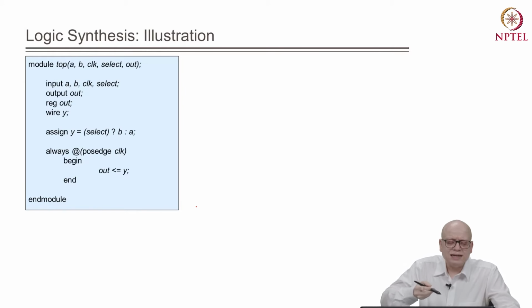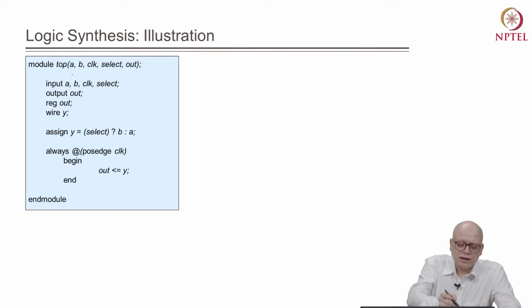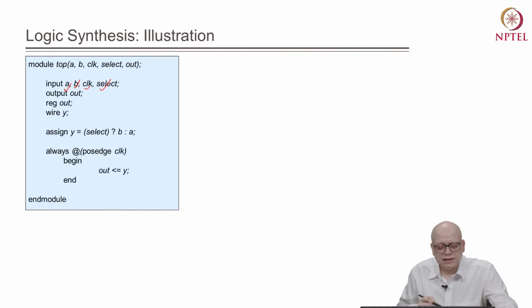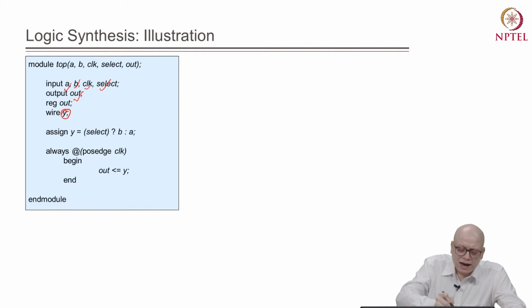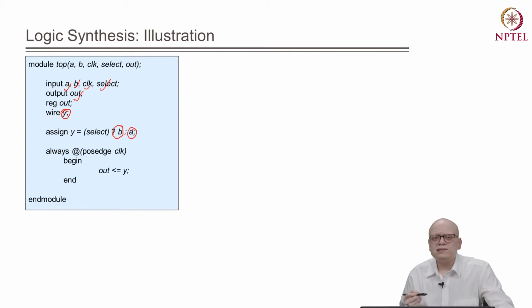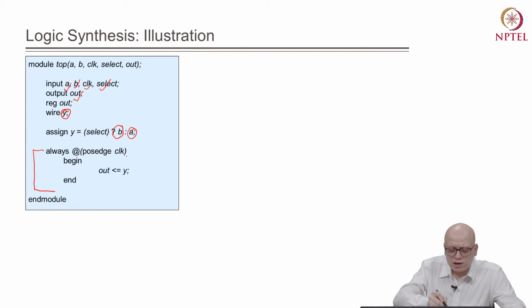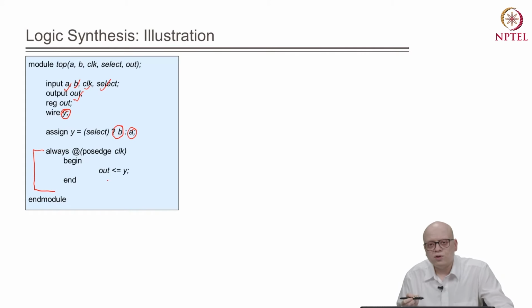But a few points can easily be noticed from this Verilog description of a design. The design contains the input ports A, B, clock and select, and there is an output port which is named out, right. And there is a wire which we call Y, and this Y gets a value of B if the select is 1, else it is given a value of A, right. So this is a kind of construct which is describing a multiplexer. And then there is a code which says always at the positive edge of clock, out is assigned the value of Y. So this is a description of a flip-flop, okay.